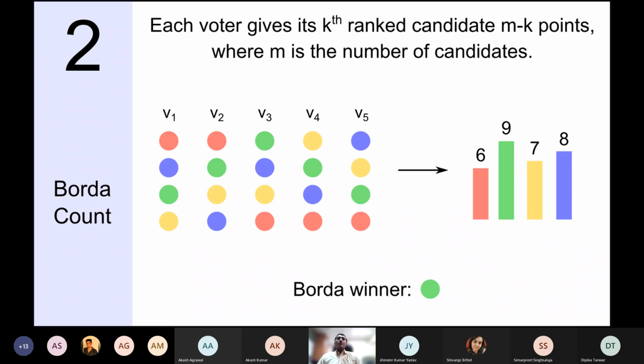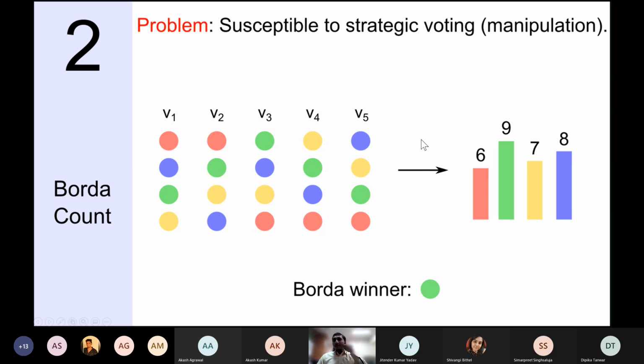It uses the entirety of a voter's vote. It does not discard everything below the first place votes. It's more nuanced than plurality, but it has its own set of problems, and that is Borda count is susceptible to strategic voting, also known as manipulation. We're going to talk a lot about this problem, but I just want to point out one of the problems that voting rules suffer from. Here's what it means. On this input, the Borda winner was green.